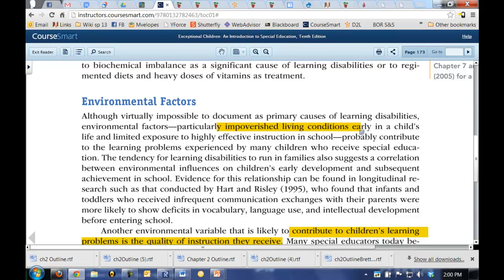And then this is the one, again, get ready to squirm in your chair a little bit. Environmental factors are virtually impossible to document as a primary cause of learning disabilities. Environmental factors, as I've been whining about the whole lecture, particularly impoverished living conditions early in the child's life and limited exposure to highly effective instruction in school, probably contribute to learning problems experienced by many children who receive special ed. The tendency for learning disabilities to run in families also suggests a correlation between environmental influences on a child's early development and subsequent achievement in school.